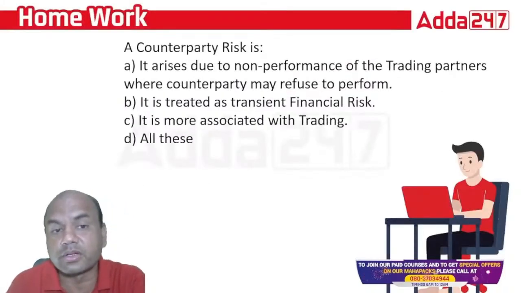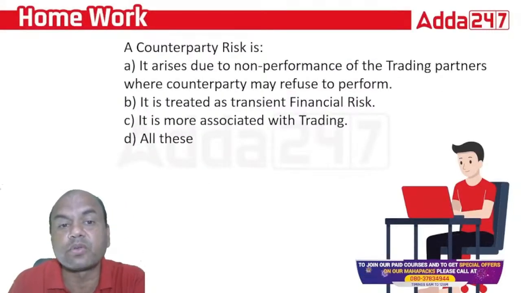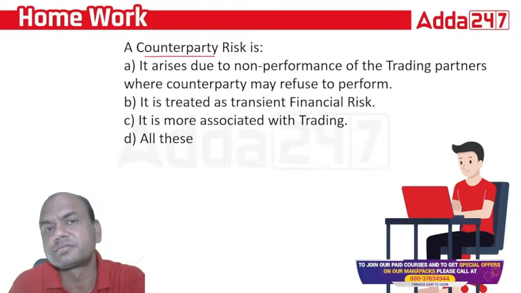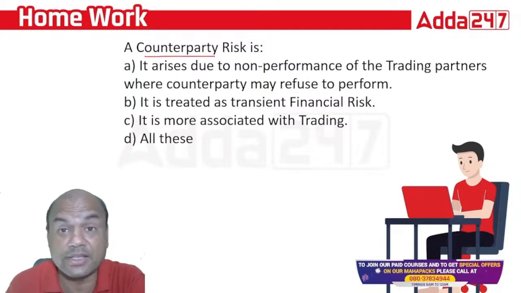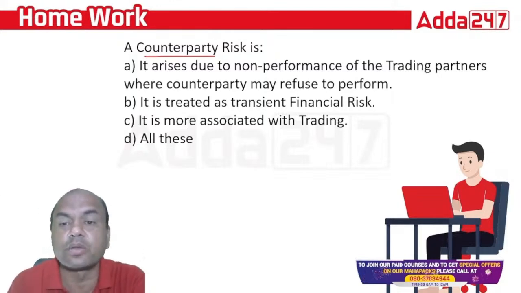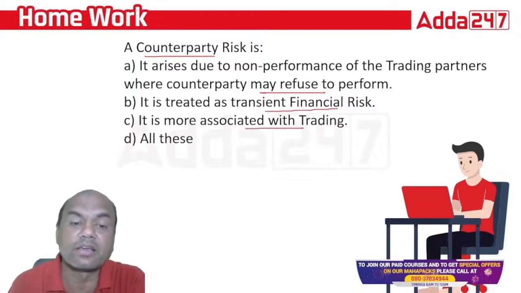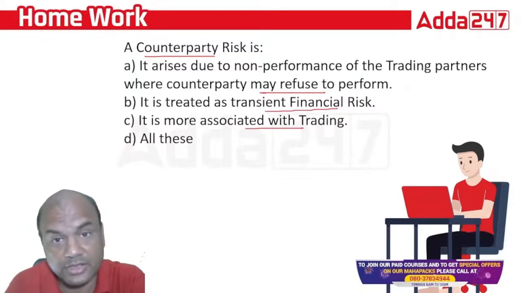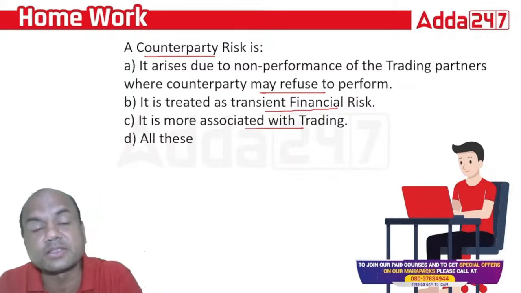Now one for your homework. A counterparty risk is what? What is a counterparty risk? Study that. I have taken this earlier, but then also study it again. It arises due to non-performance of the trading partners where the counterparty may refuse to perform. It is treated as a transient financial risk. It is more associated with trading and all of these. It's your call now. You have to give me the answer.